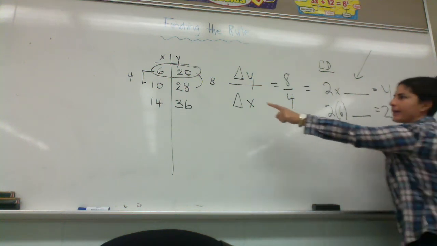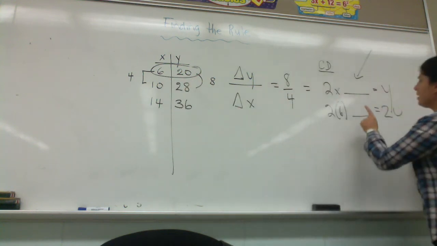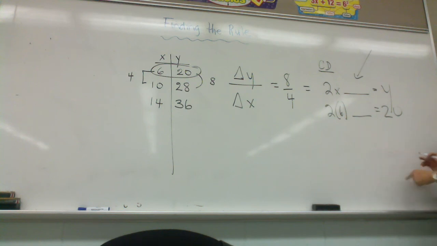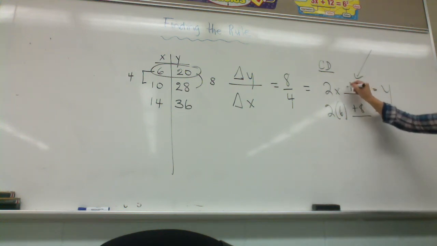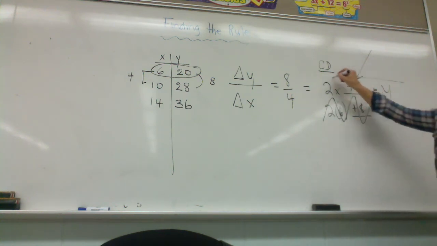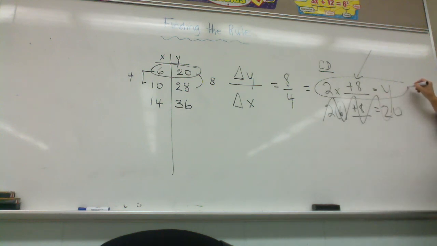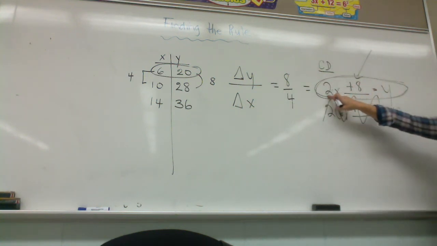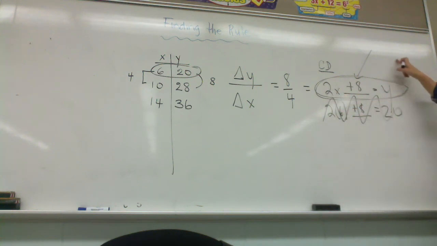X is 6, Y is 20, and what's missing here to make this true? So 2 times 6 is 12 plus 8 equals 20. So do I need this? No. This was there to help me. What's my answer? This is my answer. What's my rule? This is my rule. How did I get it? By doing this step, this step, this step, this step, and getting my initial value.